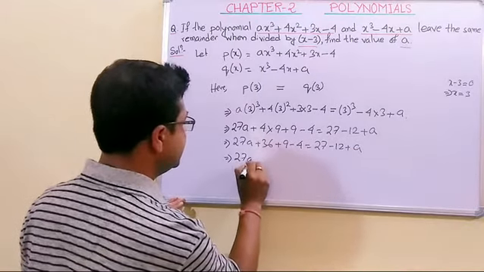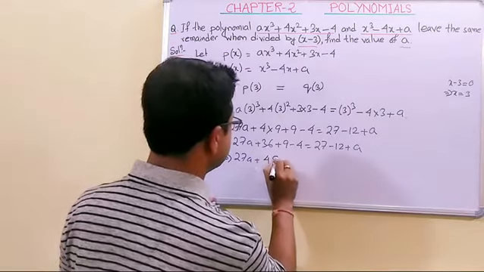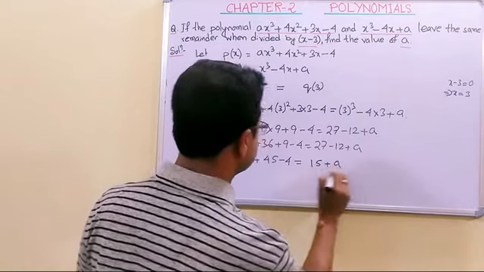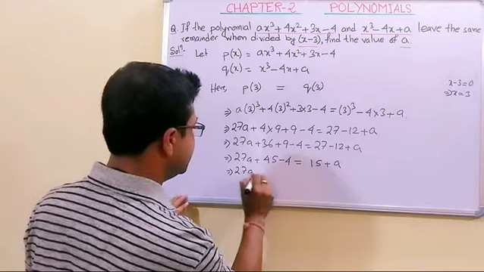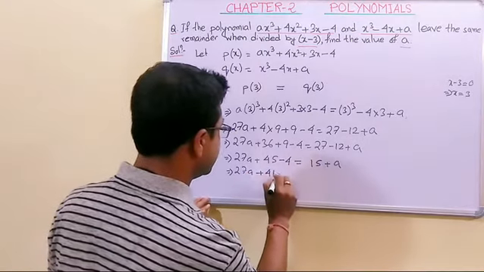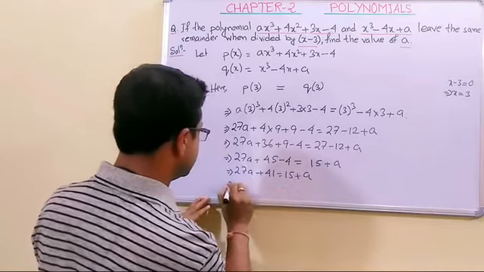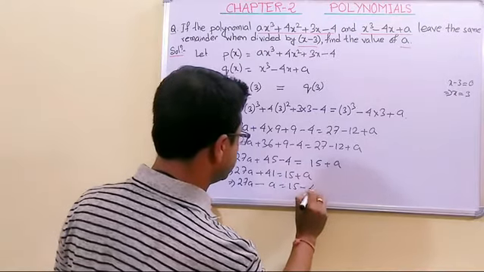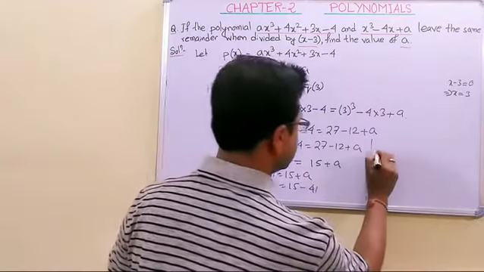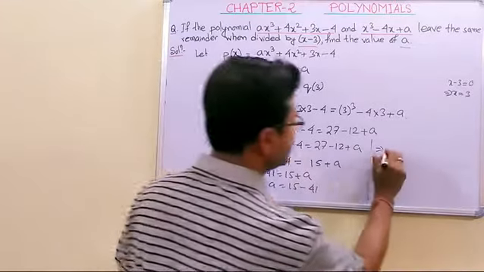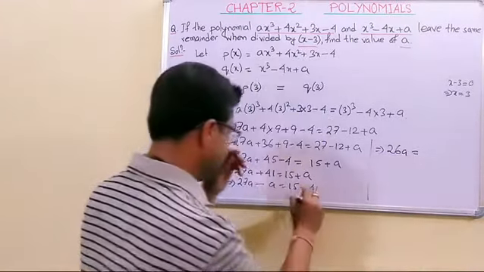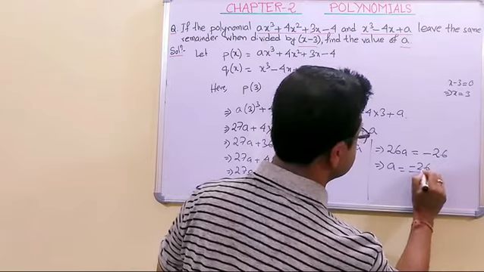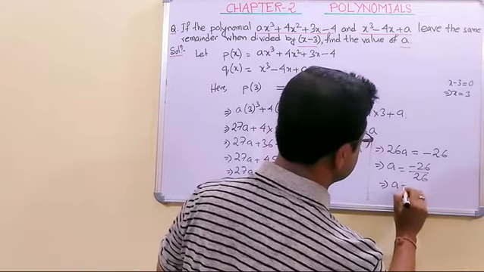This is 27a. This is 45 minus 4. And this is 15 plus a. 27a, okay, and this is 41. This is 15 plus a. So let us simplify. 27a, this a will be here, 15 minus 41, that are to the remaining part here. 27a minus a is 26a is equal to minus 26. So this gives us a equal to minus 26 divided by 26. So a equal to minus 1.